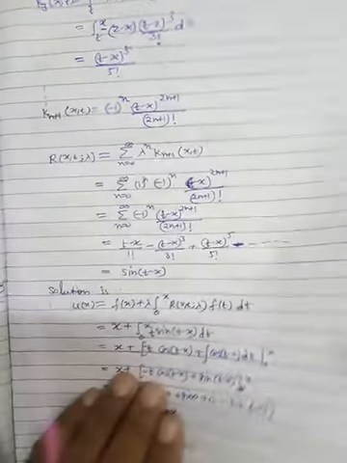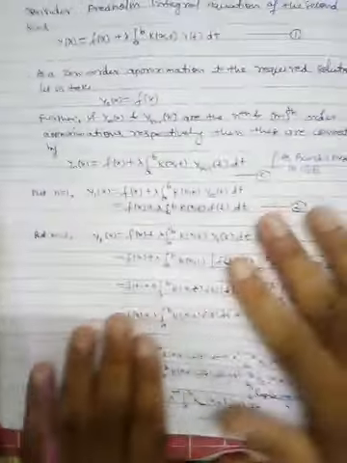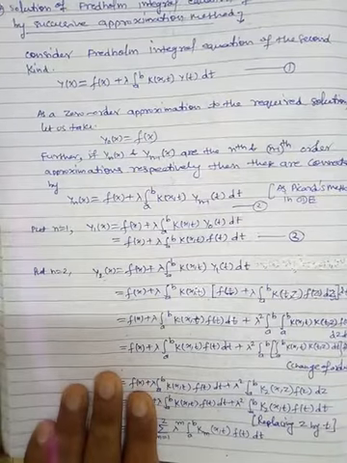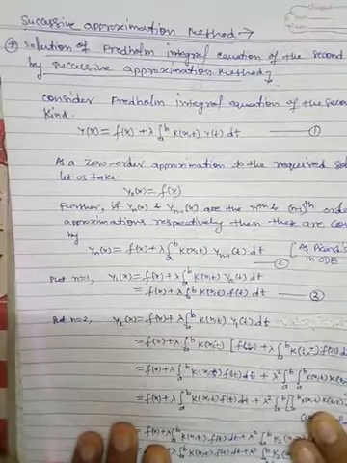Fine. So this is all about the resolvent kernel solution. Now in the next video I will take the successive approximation method.